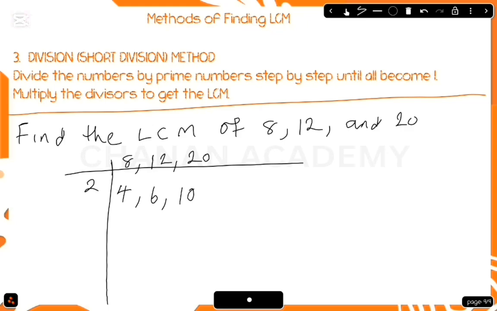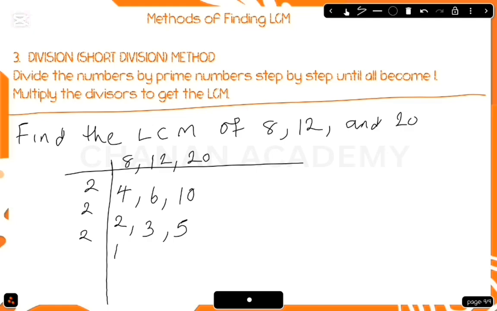We check again. Can 2 go into any of them again? Yes. So 2. If 2 divides 4, the result is 2. If 2 divides 6, the result is 3. If 2 divides 10, the result is 5. So we check again. Can 2 divide anyone? Yes, 2 can also go again. 2. If 2 divides 2, the result is 1.